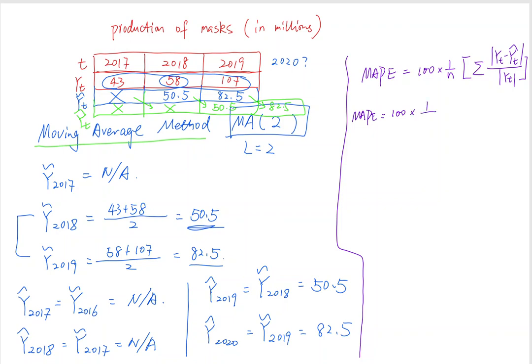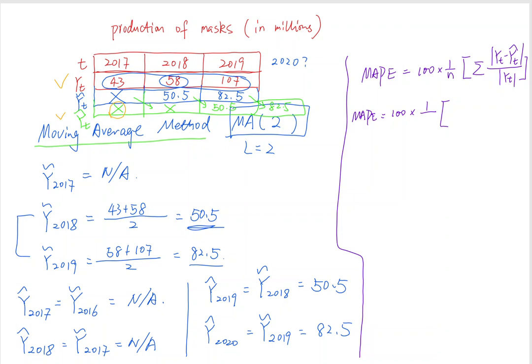So for here, I don't know this n yet. I just need to check how many pairs I have in this parentheses. Right, so I just keep it blank here, and then see how many pairs of yt and yt hat. Right, so let's check. This line is yt, the green line is yt hat, right? So do you have any pair for 2017? The answer is no, because you don't have the value for yt hat, right?